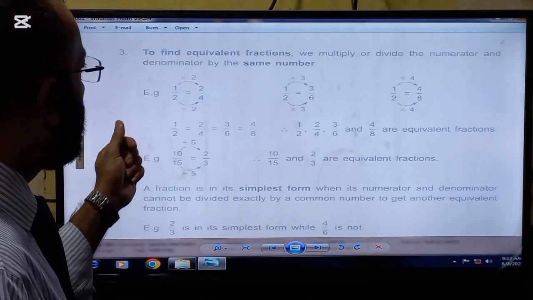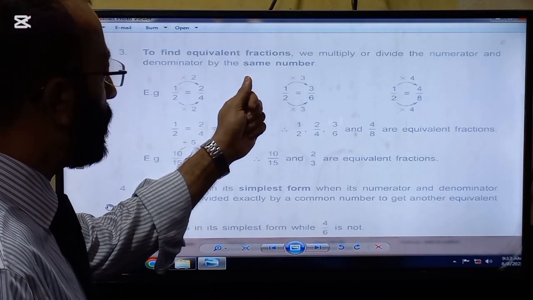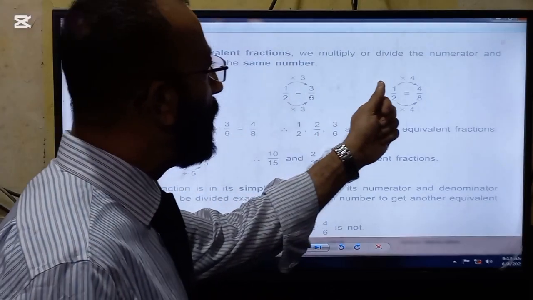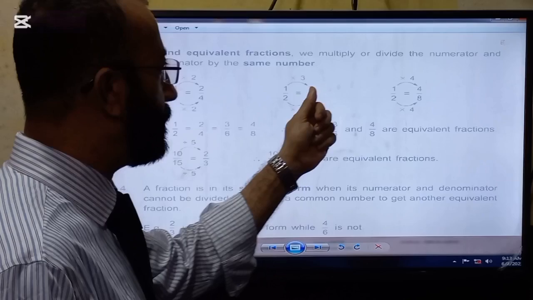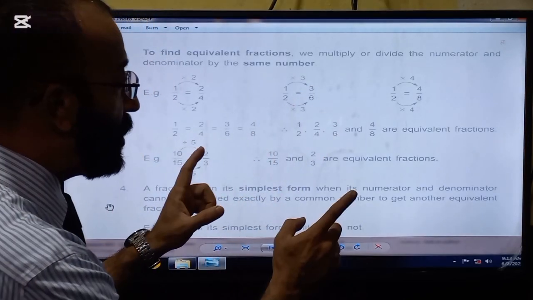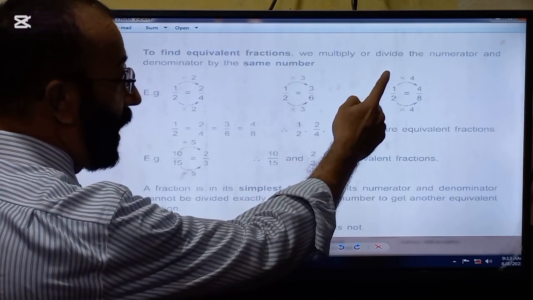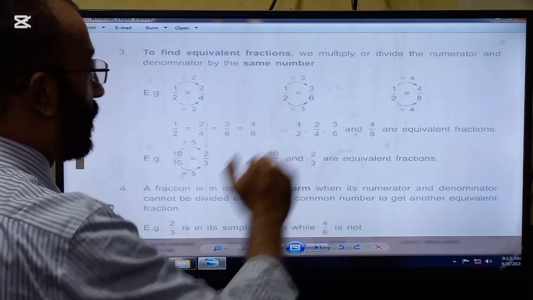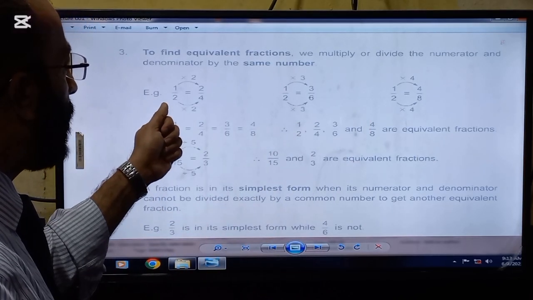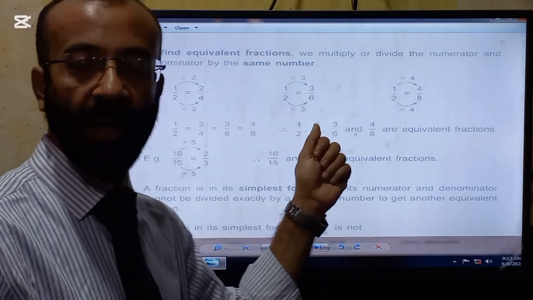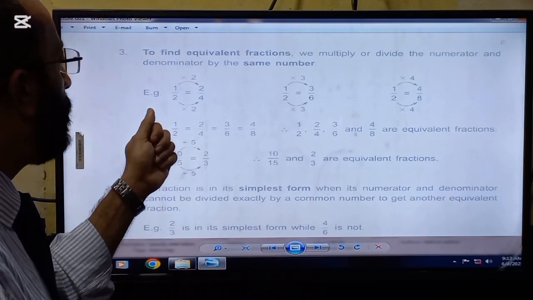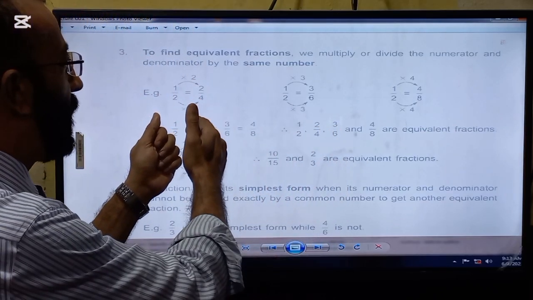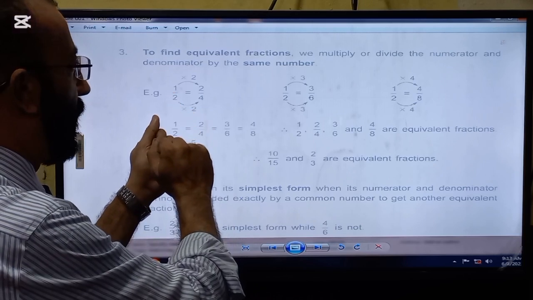The next concept is to find equivalent fractions. We multiply or divide the numerator and denominator by the same number. For example, if we have the fraction 1/2 and we are required to make some equivalent fractions, we will multiply the numerator and the denominator by the same number.